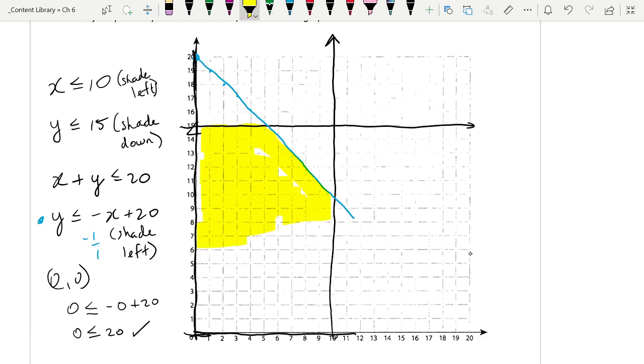So shade that, and then we'll move on to the next problem, and then we'll call it a day. One more example today. Okay, questions, first of all.